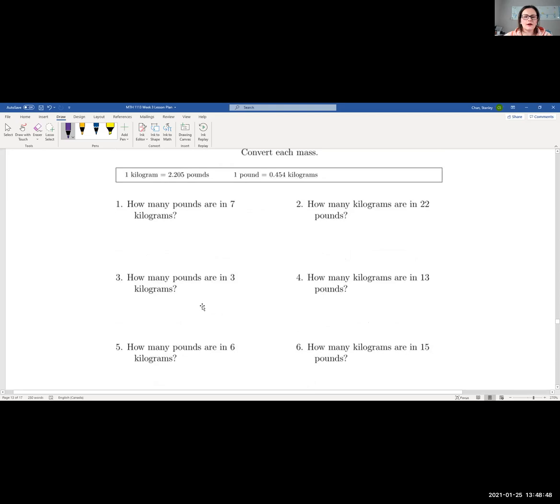Okay, so how many pounds are in 7 kilograms? What would be the first step that I would do in order to convert 7 kilograms over to pounds? How many pounds are in 1 kilogram? 2.205. Okay, 2.205 lb are in 1 kilogram. And then I was going to say, take the 2.205 and then multiply it by 7 kilograms.